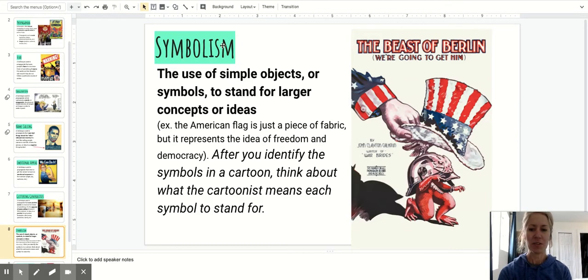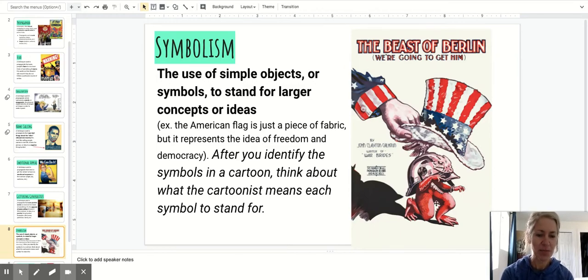Symbolism is always used in propaganda, and they're images or objects that stand for something else. So here we see the title, The Beast of Berlin, we're going to get him. Now, one of the symbols is the hat, right? This looks like the flag. So what does that represent? It's not just a hat, it represents the United States, right?